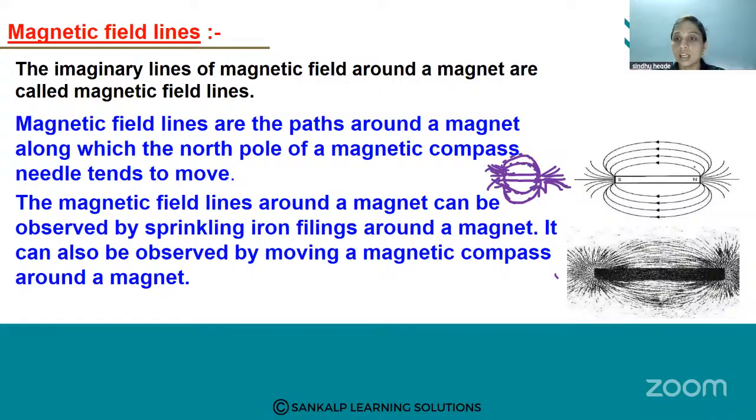See here, observe this picture. See, these all are the imaginary lines which are formed around this magnet, right? How can we draw these imaginary lines? This is with the help of magnetic field generation around this magnet, right?